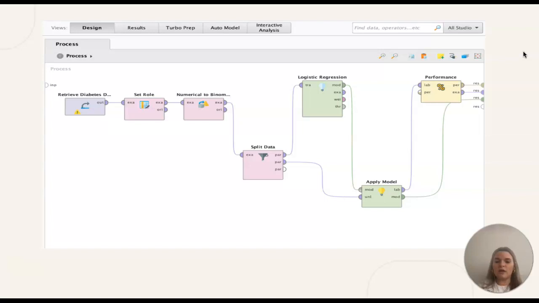I changed diabetes numerical to binomial just to help better fit the data. Then I split the data into the training and testing data set. Then I chose logistic regression to help explain the data. I do think that was the best one for this one when compared to linear or another model. Then I apply the model, both testing and training, and then evaluating the performance was the very last step of all of those.